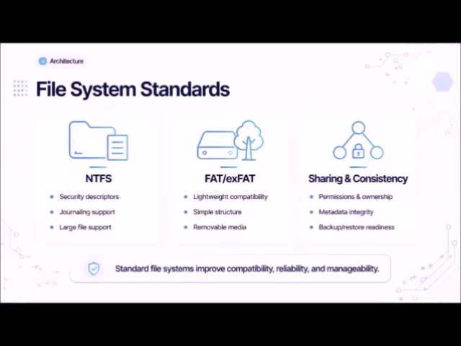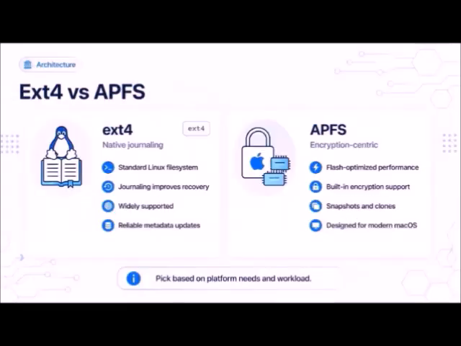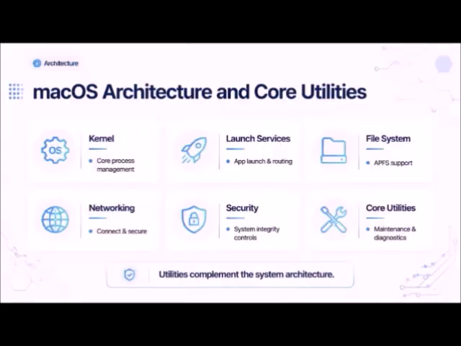exFAT, engineered specifically for removable flash media, overcoming FAT32 storage bounds while maintaining low software overhead by omitting deep NTFS journaling features. Ext4, the standard native journaling file system deployed across Linux distributions. APFS, Apple File System, the native, flash-optimized, encryption-centric file system utilized across modern macOS deployments.